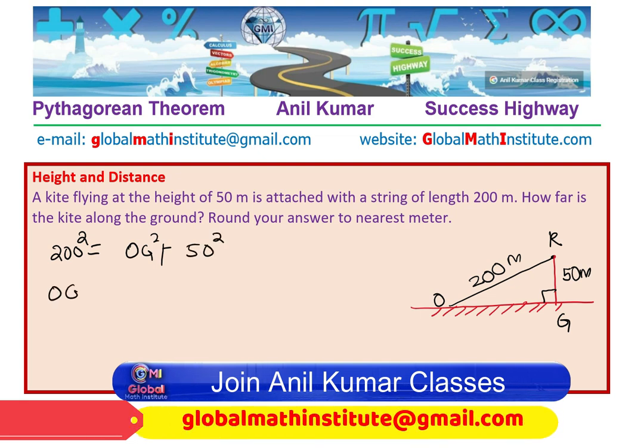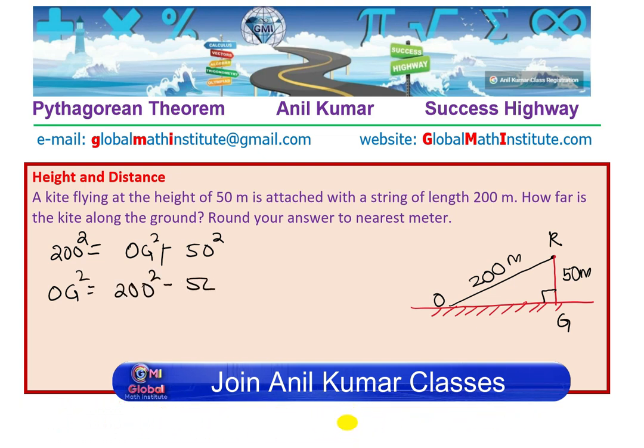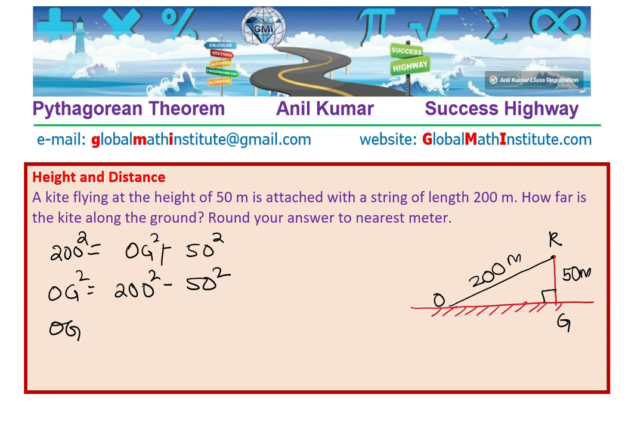So, OG square basically is the difference. So, whenever you're trying to find a smaller side, it will be the difference, right? So, square root of 200 square minus 50 square, and then calculate using calculator. Equals to 37500, square root of that equals to the answer, 50 square root 15. A decimal value 193.6. Okay. So that many meters is the length O to G.